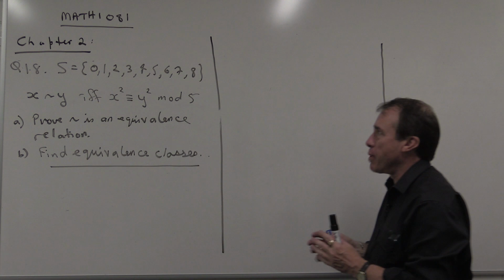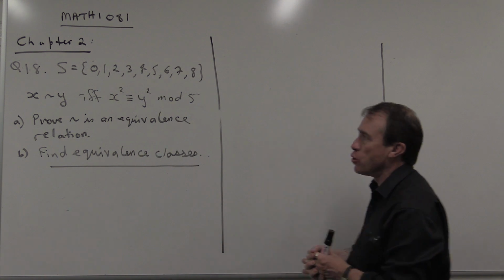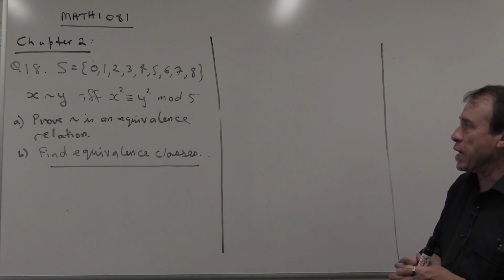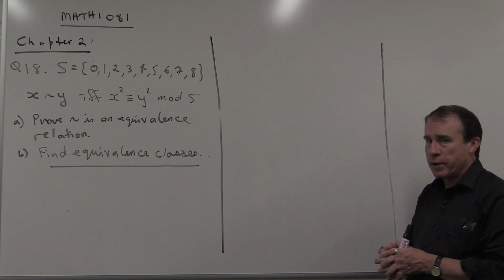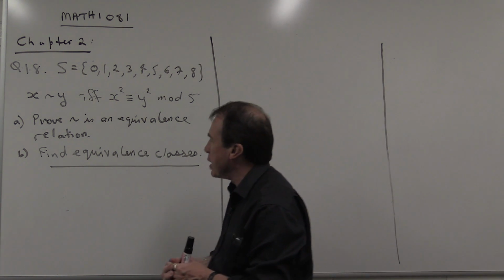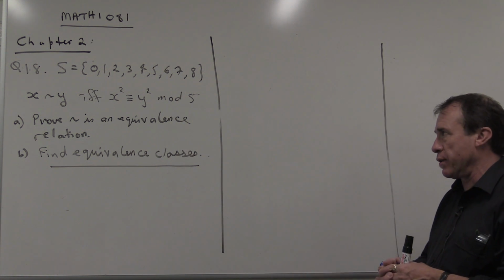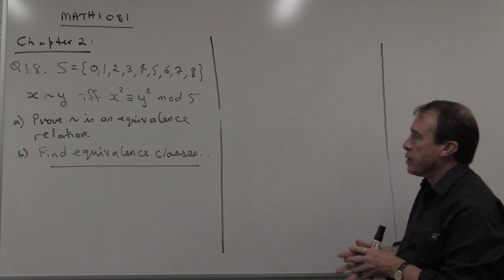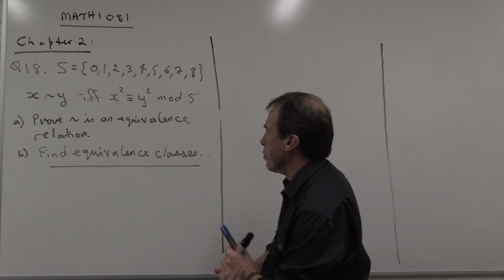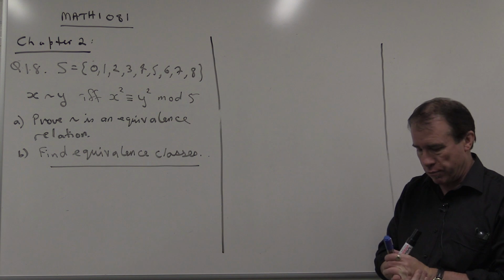Hello, this is Discrete Maths 1081, Chapter 2, and we're going to have a look at question 18. This is really a bit of a mixture. It's got some number theory in it, and it's also about equivalence relations and equivalence classes. The number theory is pretty straightforward, so let me say a little bit about the idea of an equivalence relation.